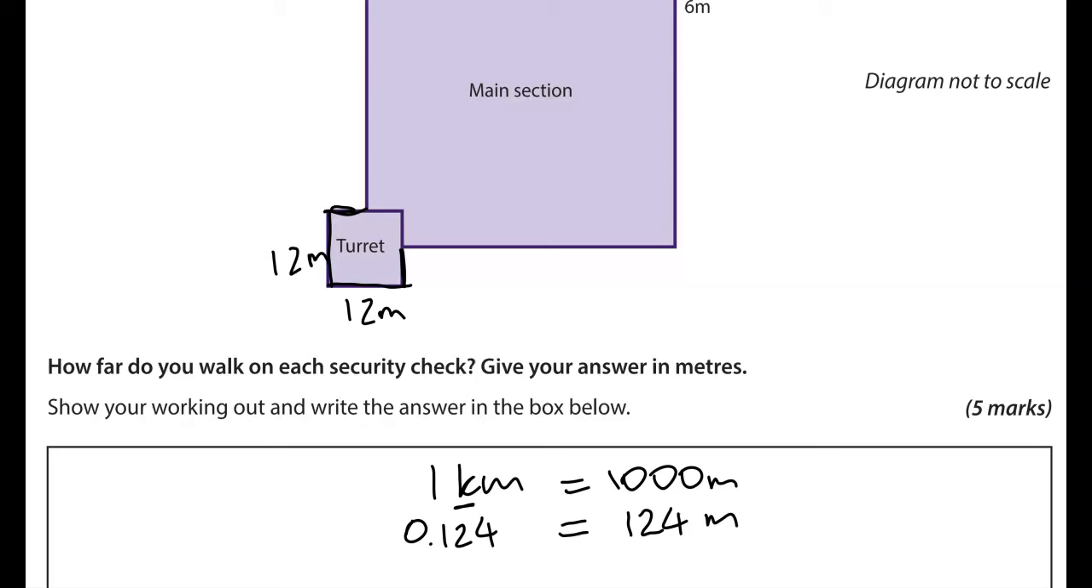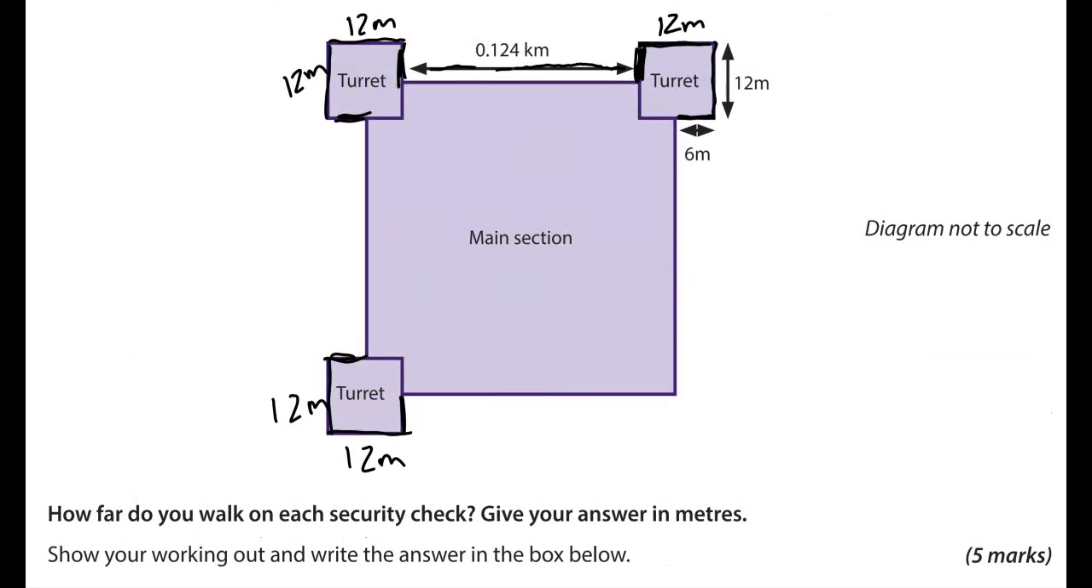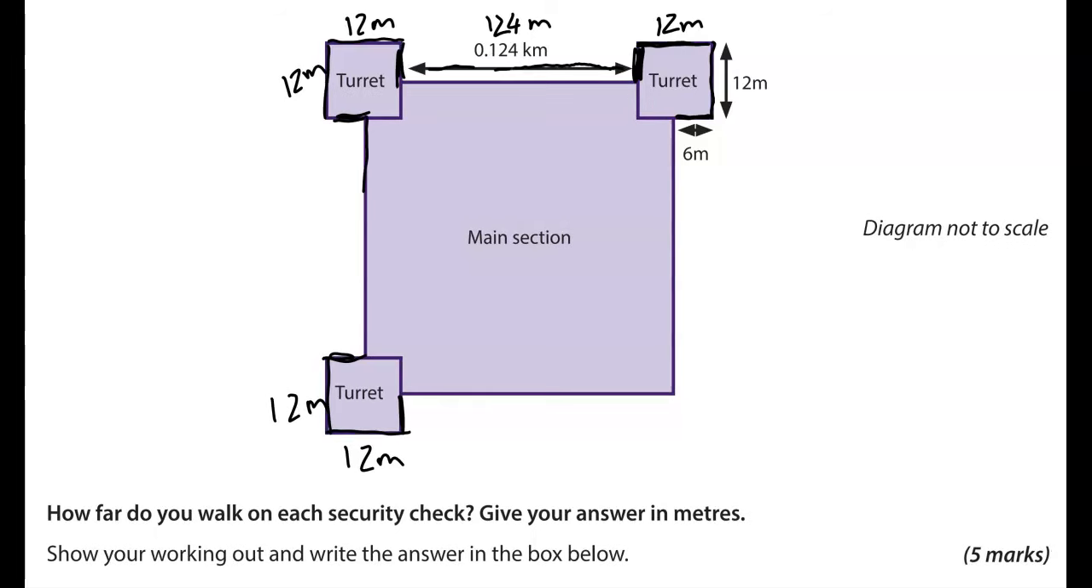And as we said, in 1 kilometer there are 1000. So this is less than 1000. And right after 0 we've got 124, so that is 124 meters. It's also like multiplying 0.124 by 1000. So we've got 124 meters. As that is the same as this length, this one will be 124 meters as well.